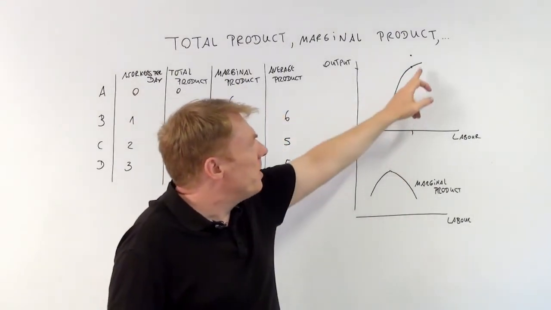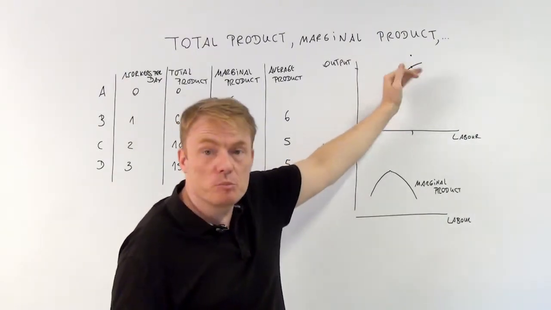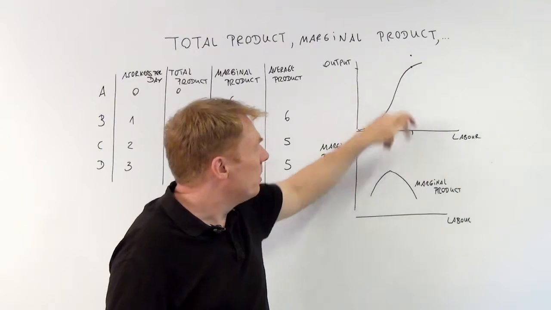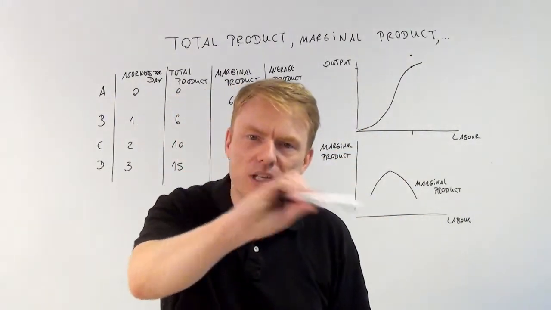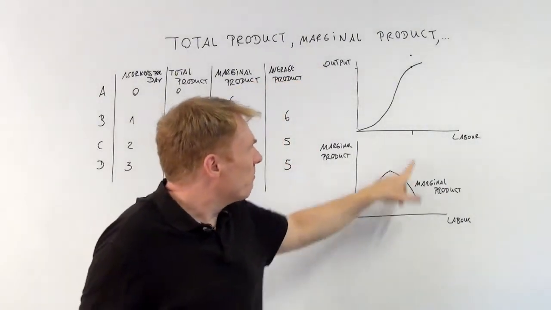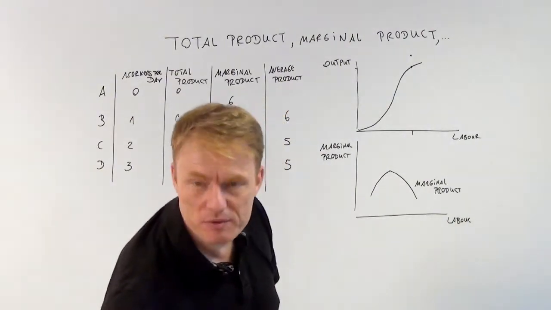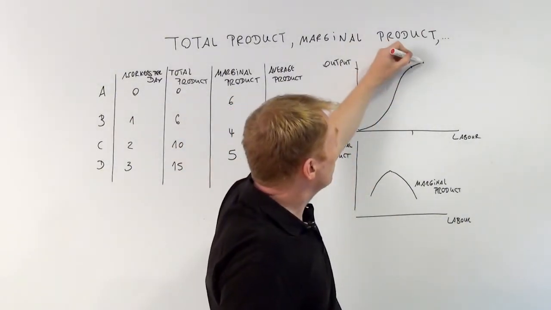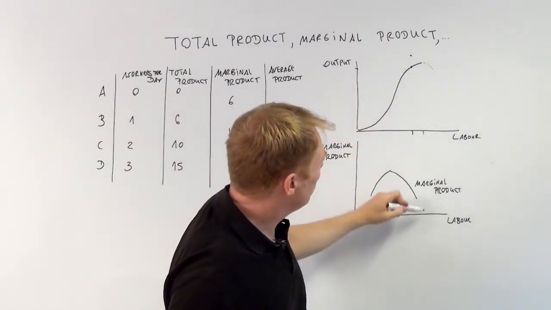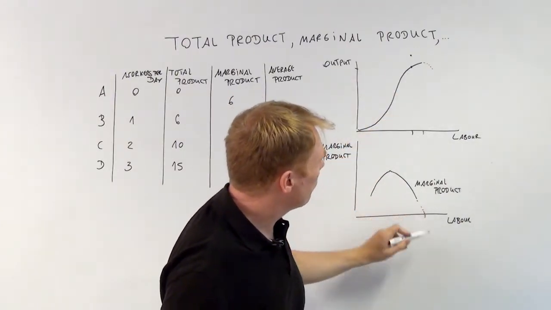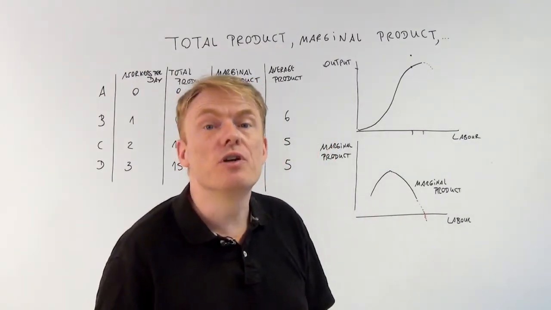And if there ever was a maximum of total product, and total product would go down afterwards, then the marginal product would be 0 at this single point. So if there was a maximum, like for example here, we would have a marginal product of 0. That's it for now.